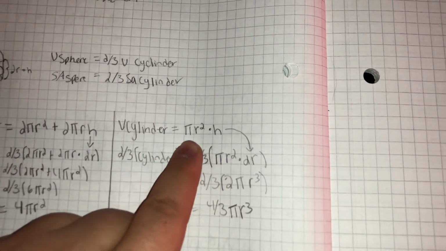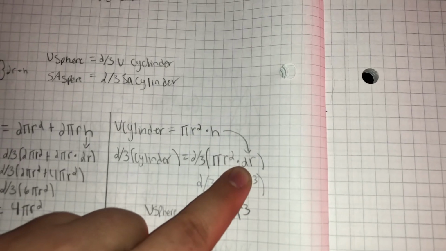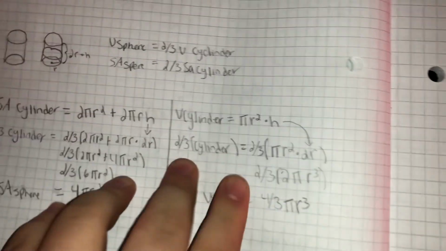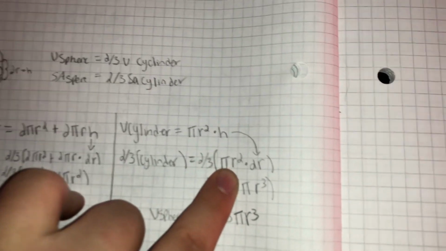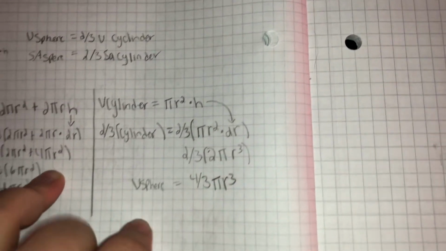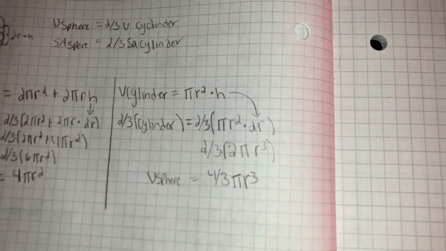And then I did kind of the same thing for the volume of the cylinder. So I knew that it was pi r squared times h, and I substituted in 2r for h. And then I knew that for the volume of a sphere, it was 2/3 of the cylinder. So then I multiplied that by 2/3, and I did some simplification, and I got the volume of a sphere being 4/3 pi r squared.